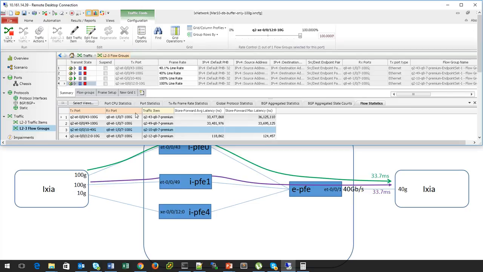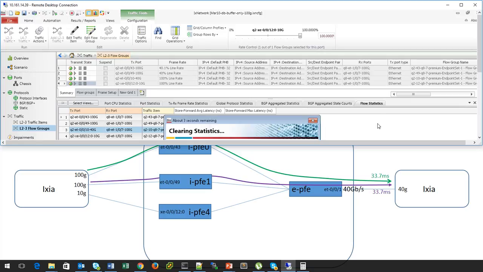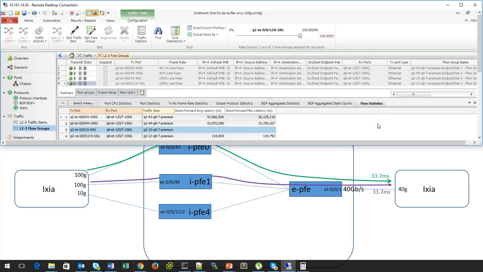Let me clear statistics one more time. The first observation I can see here is that the latency on these two has crept up a little bit, but it's kind of equal because the offered rate is the same. But look at this latency. It's just not comparable to the latency of the above flows. It's more than 1,000 times smaller. This is like 0.1 millisecond.